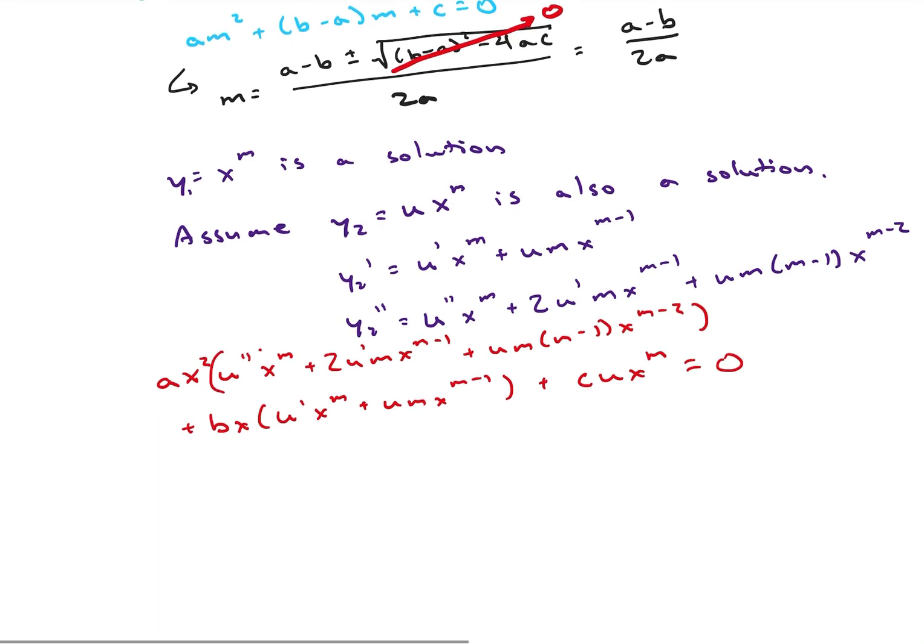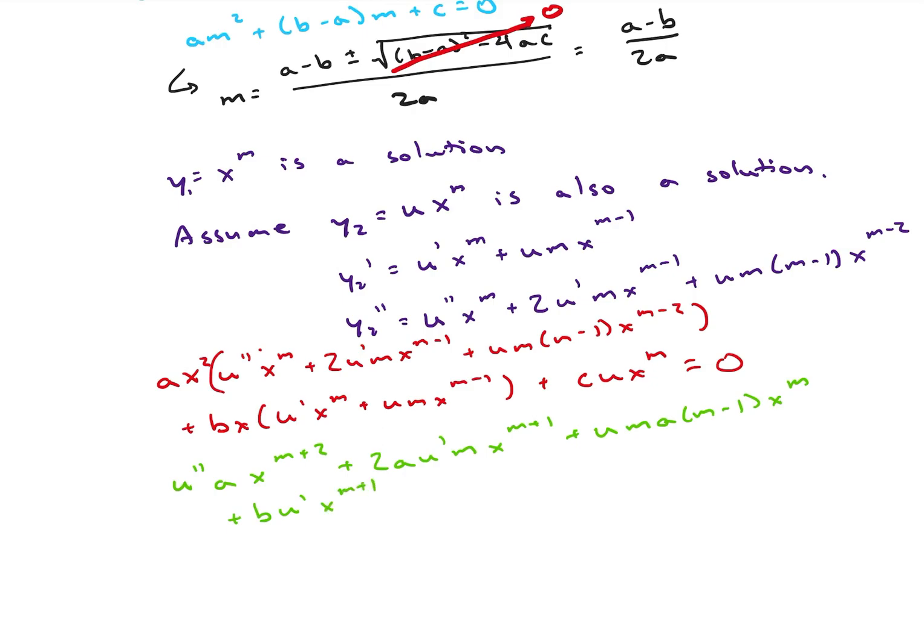I can then multiply those out, and I'm going to get u second derivative times a x to the m plus 2, plus 2a u prime m x to the m plus 1, plus u m a(m minus 1) x to the m, plus b u prime x to the m plus 1, plus u m b x to the m, plus c u x to the m is equal to 0.